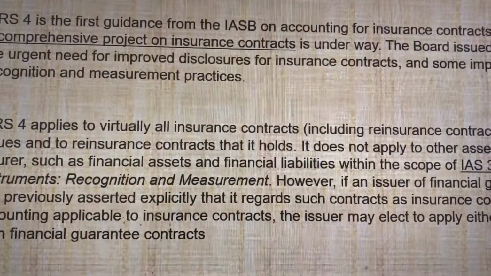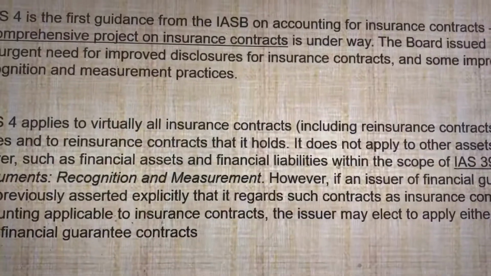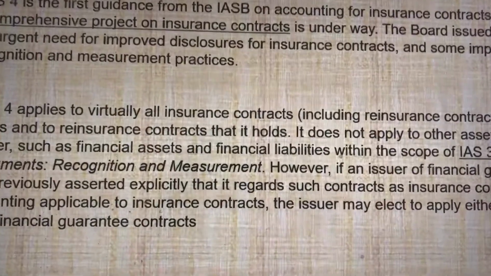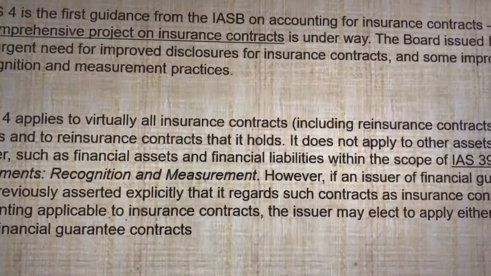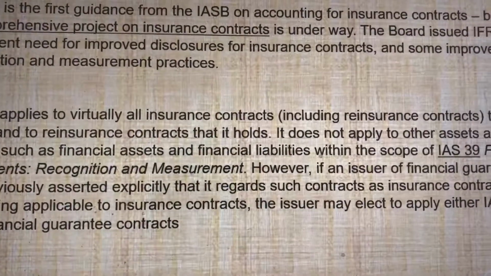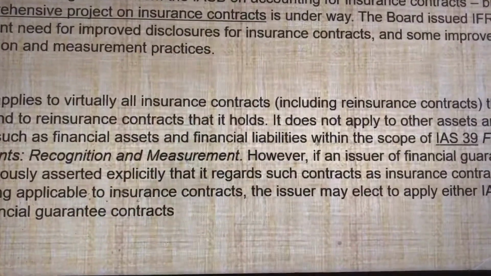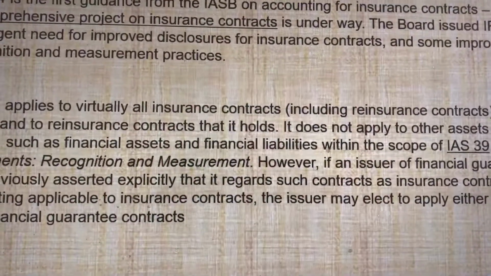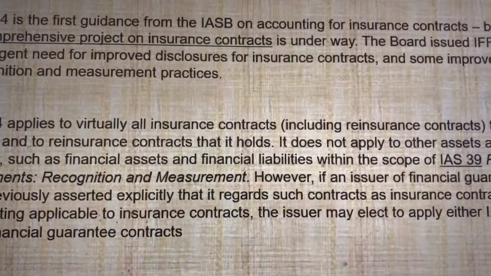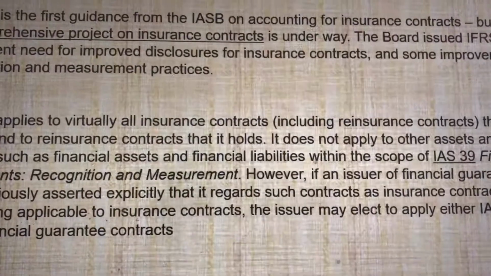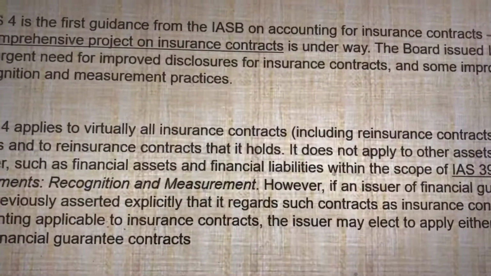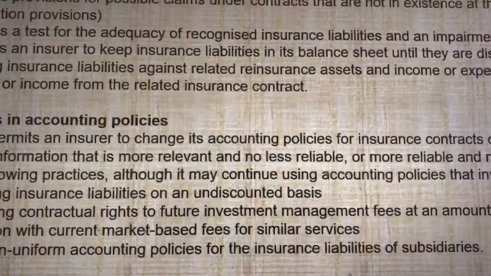It does not apply to assets and liabilities, such as the financial assets or the financial liabilities of the company. So IAS 39, financial instruments, recognition and measurement, does not apply to it. However, if an insurer of a financial guarantee contract has previously asserted explicitly that it regards such contracts as insurance contracts, then it has to be applied.